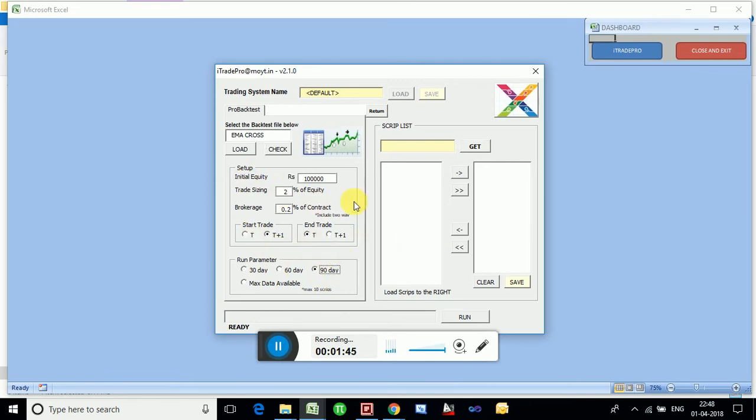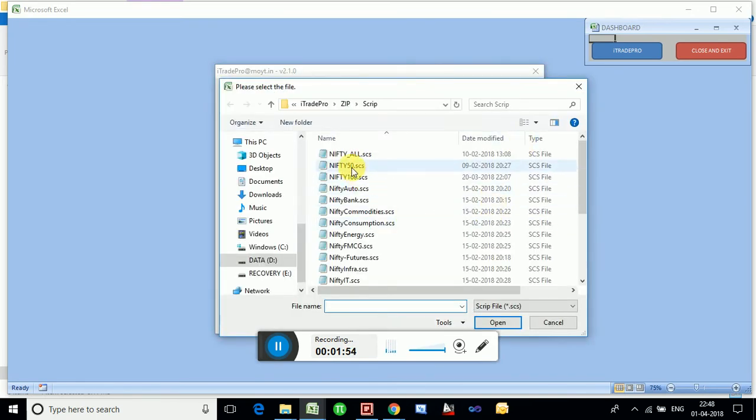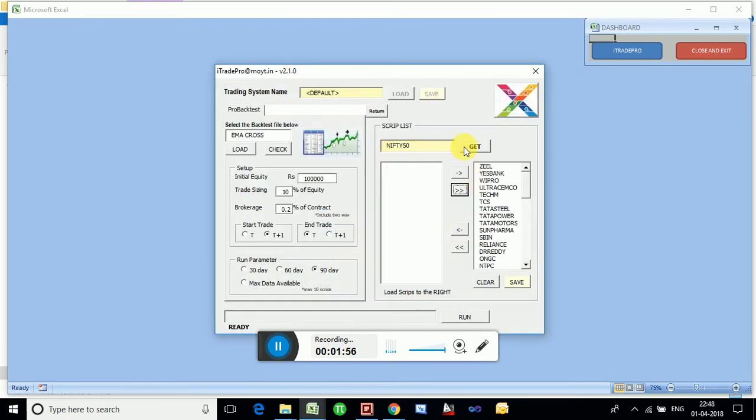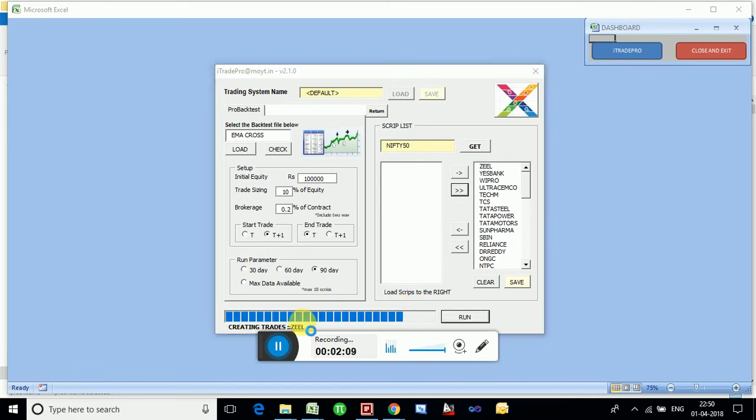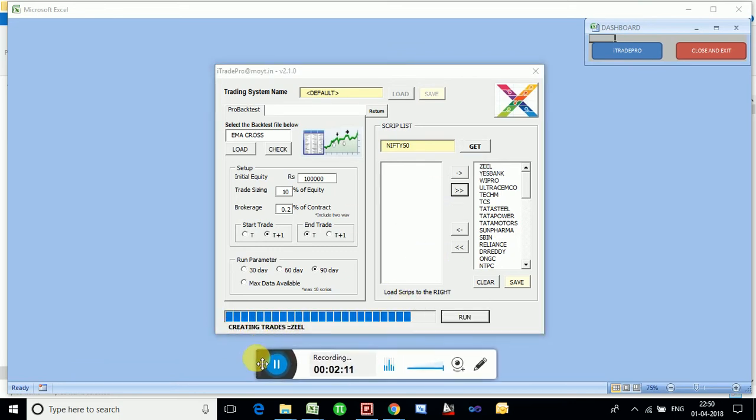Right now I am taking 90 days. Let's say my trading size is 10%, T plus 1. Okay, and then I go to select script and I select all of Nifty 50. I'm done, and I just run. So while this is running, the backtesting is running, and as you can see at the bottom of the screen, trades are being created for Z and likewise for other scripts.